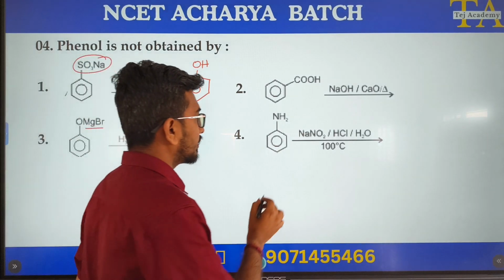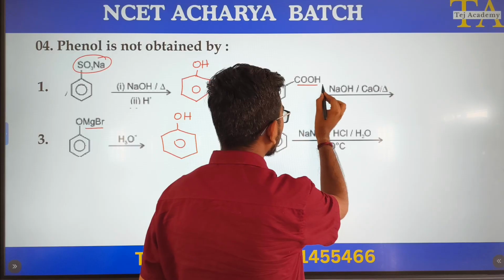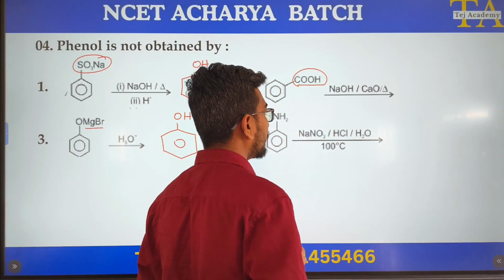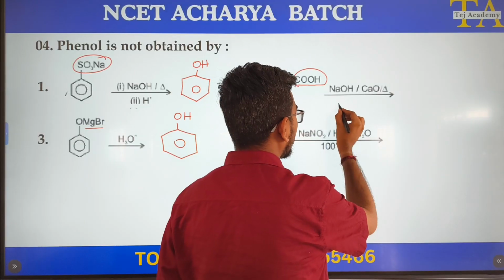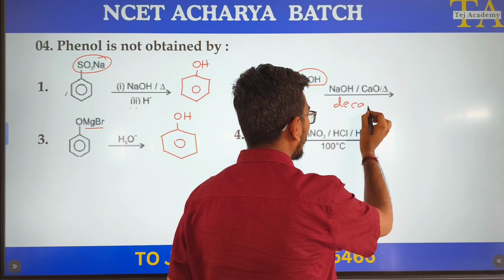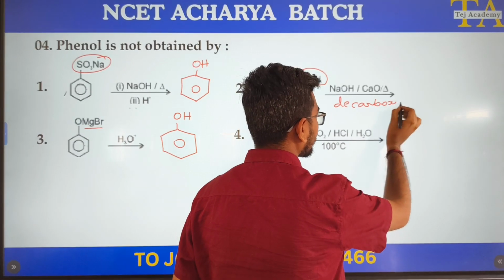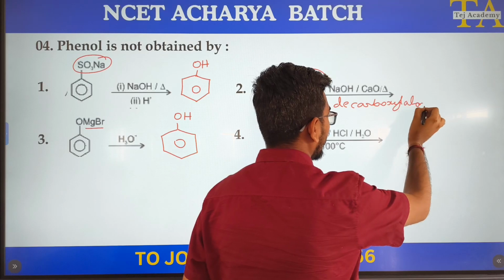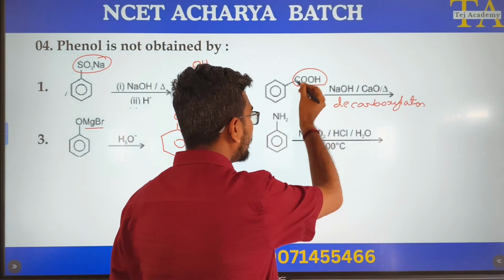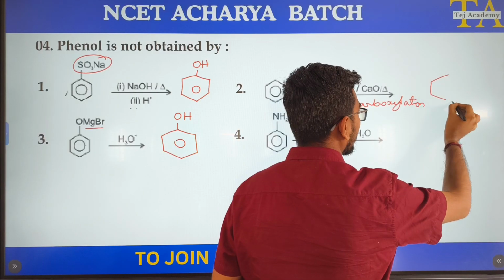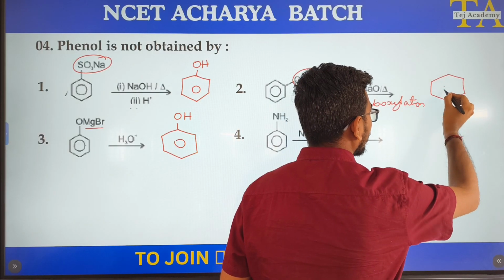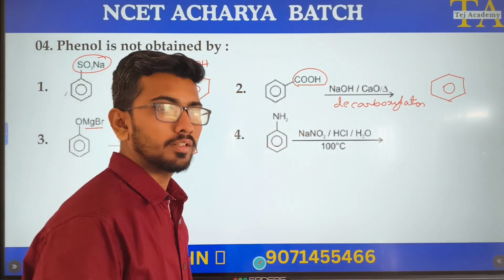Now, see here, a carboxylic acid group is present in the presence of NaOH and calcium oxide. So this is decarboxylation. In decarboxylation, what will happen? The complete COOH group will be removed. So we'll get the product benzene here, not phenol. Remember.